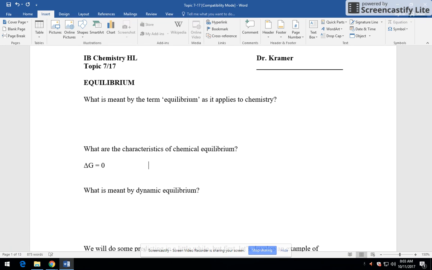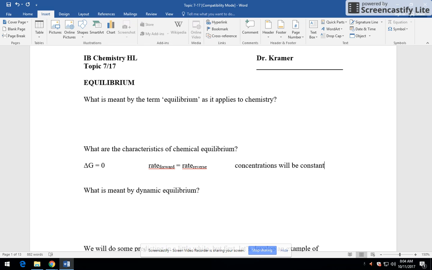What else? What else do you remember from 10th grade? That is that the rate of the forward reaction equals the rate of the reverse reaction. And that has an implication to concentrations. Concentrations will stay constant.